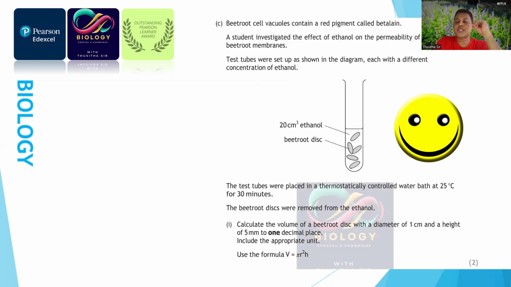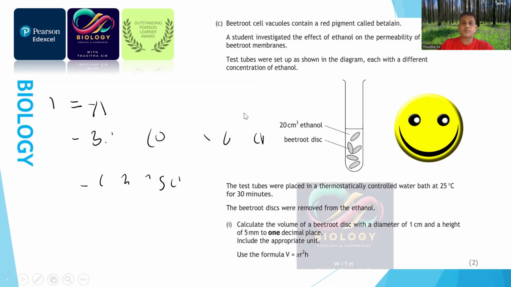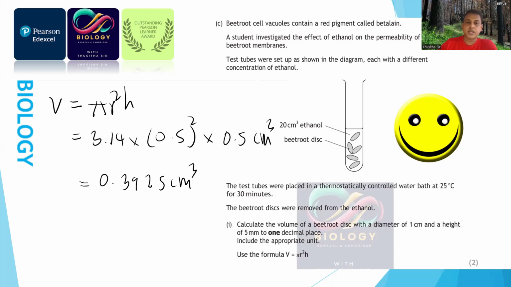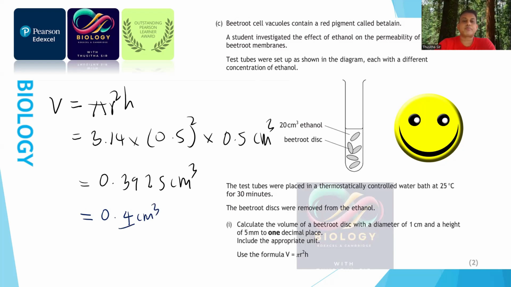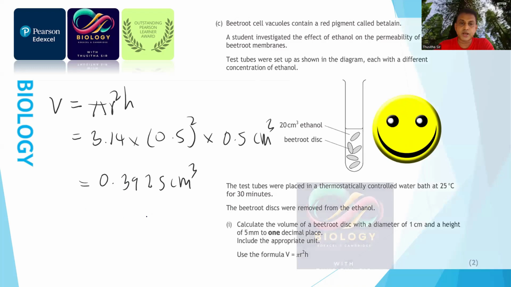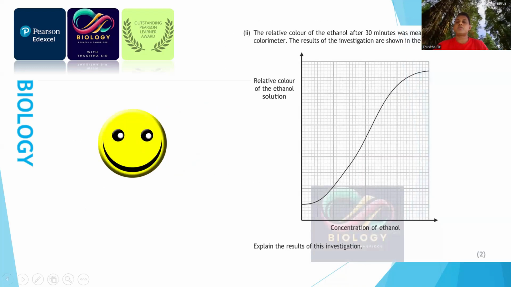Calculate the volume of a beetroot disc with a diameter of 1 cm and a height of 5 mm to 1 decimal place. So I will show you this calculation. We use this formula, and if you want it to 1 decimal place, it should be 0.4 cm³. I think this kind of maths is not that difficult for us now. Next one.